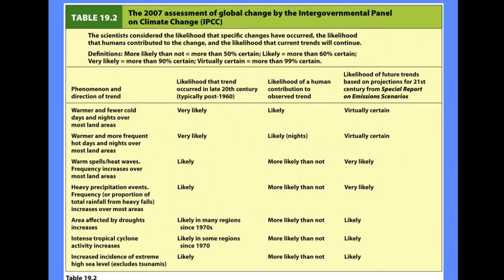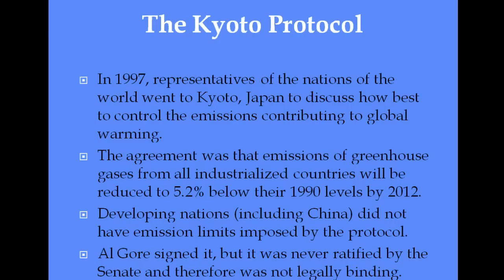I won't go through this chart specifically, but you want to take a look and just see what the IPCC said at the 2007 assessment as far as the likely changes that have occurred and that will occur. The Kyoto Protocol was a piece of political, I don't want to say legislation because it's not officially legislation, but a political meeting in 1997 about how to best control global warming emissions. The agreement was that emissions would be reduced to 5.2% below their 1990 levels by 2012. So that's 2 years ago.